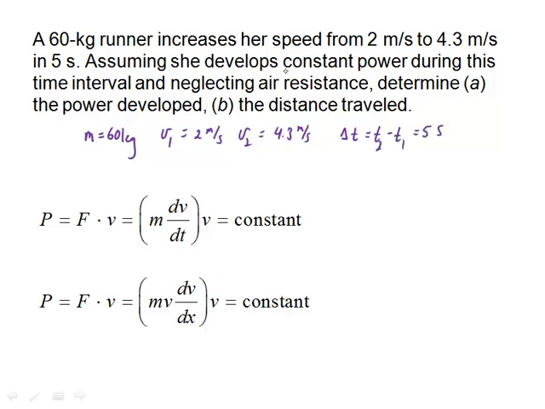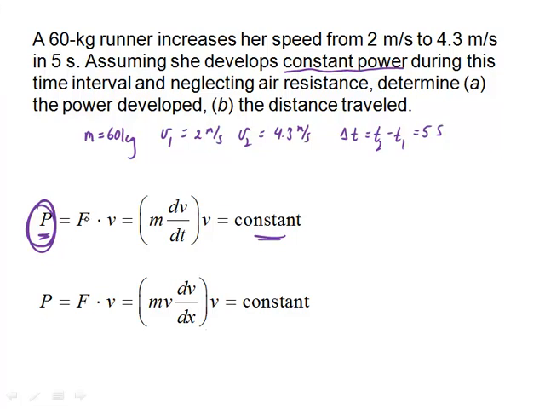Now, she develops constant power. That's important. So the power is equal to a constant. I'm going to take advantage of that during the time interval. We're neglecting air resistance. We're interested in what is this power. What is the power that she develops when she does that? And what is the distance traveled?